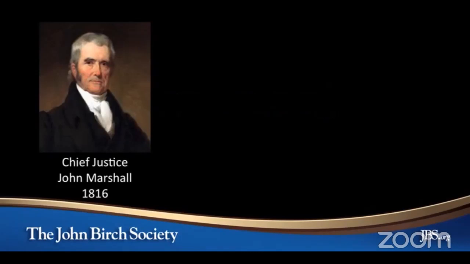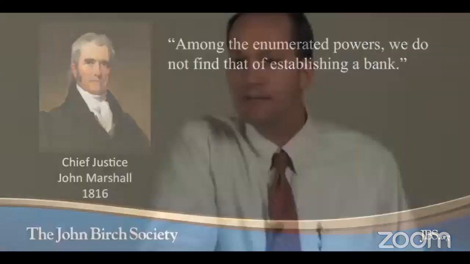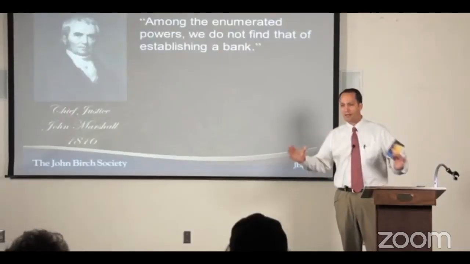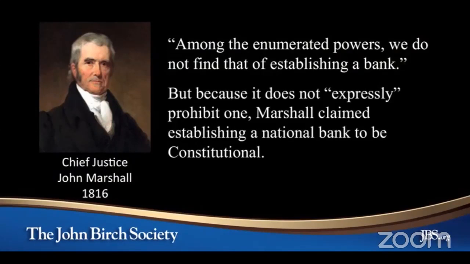Now, Chief Justice John Marshall is often looked at as this great conservative Chief Justice. He really wasn't. He did get a few things right once in a while, but he also did many things that were damaging to a proper interpretation of the Constitution. But here to start off with, he says, among the enumerated powers, we do not find that of establishing a bank, a central national banking system. Is he right? He's right. There is no enumerated power in the Constitution giving the federal government power to establish a national banking system. He's exactly right. But then he goes on to counter himself in a way by saying that because it does not expressly prohibit one, we can go ahead and do it anyway, because it didn't say we couldn't.